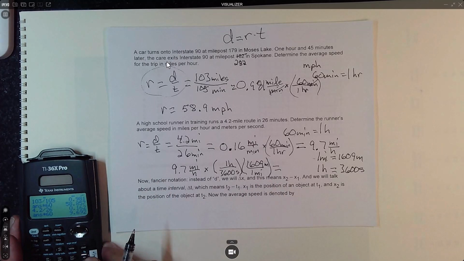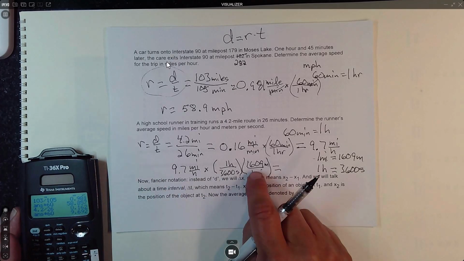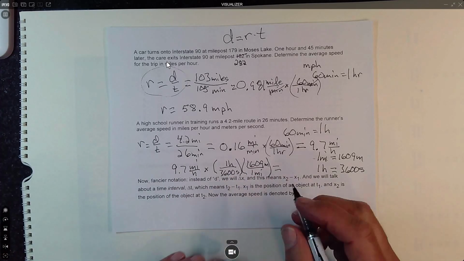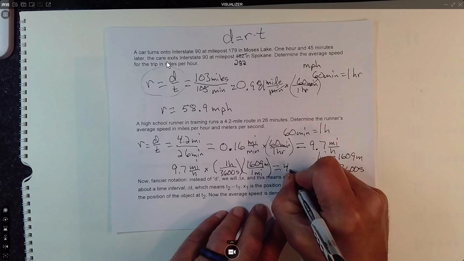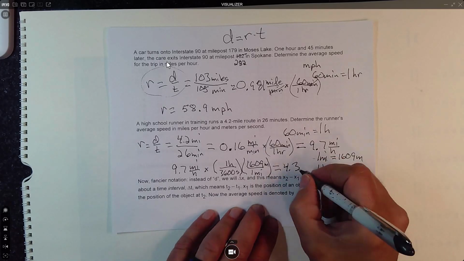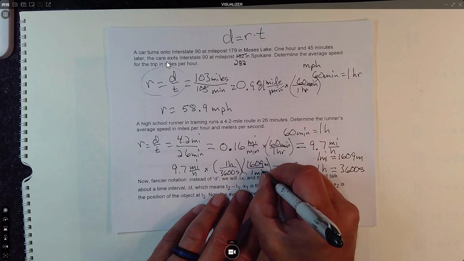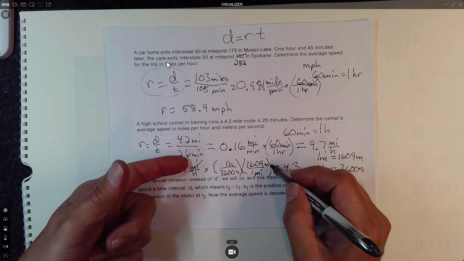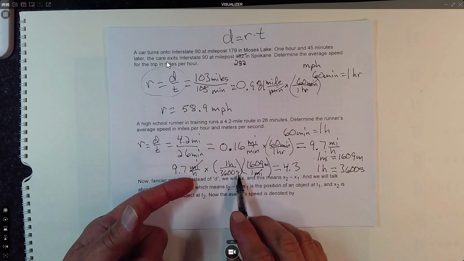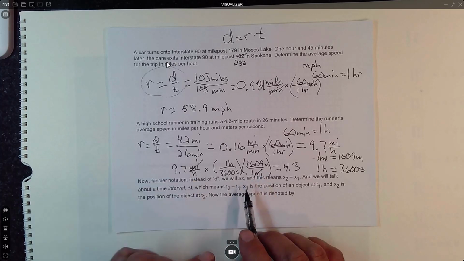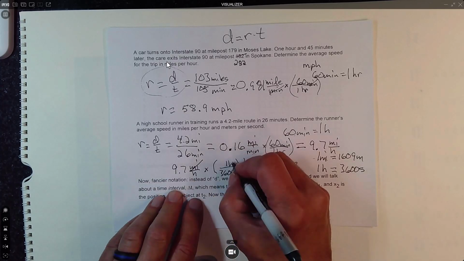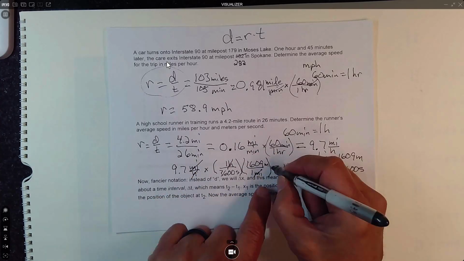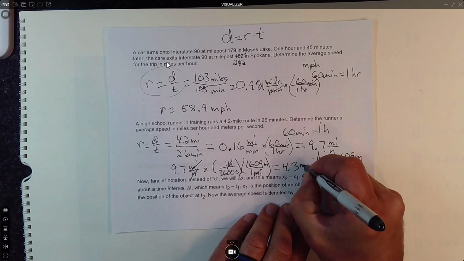So I've got the 9.7 there. I can multiply by 1,609 and divide by 3,600. And I get about 4.3 meters per second. And here's how the units work. Miles on the bottom here, divide with the miles up top there. This is all going to be one numerator. The bottom is going to have hours times 3,600 seconds times 1 mile. The hour on top here will divide with the hour down there. And my units left are meters on top and seconds on the bottom.